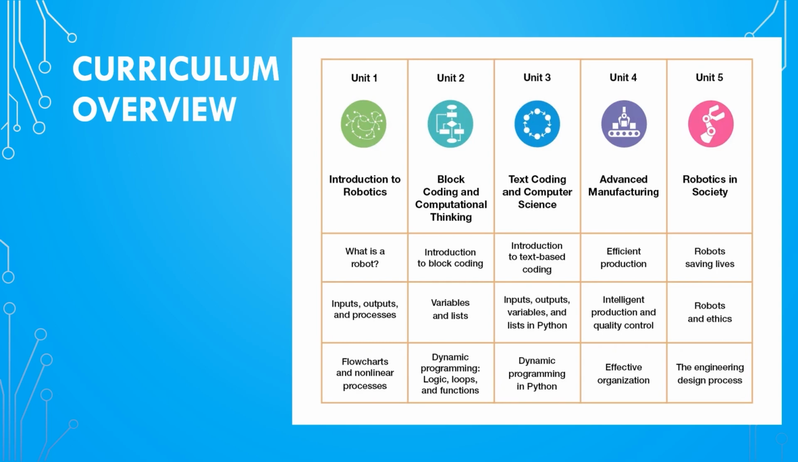In this unit, they learn about how robots are used in disaster situations. They're learning about robots and ethics, what it means to ethically program and design something, and how the program and design of something can affect individuals and society as a whole. And then lastly, they will be applying everything they've learned up to this point in the engineering design process.